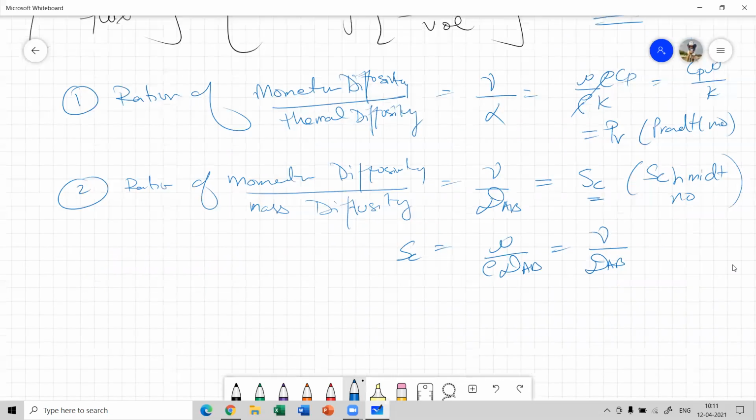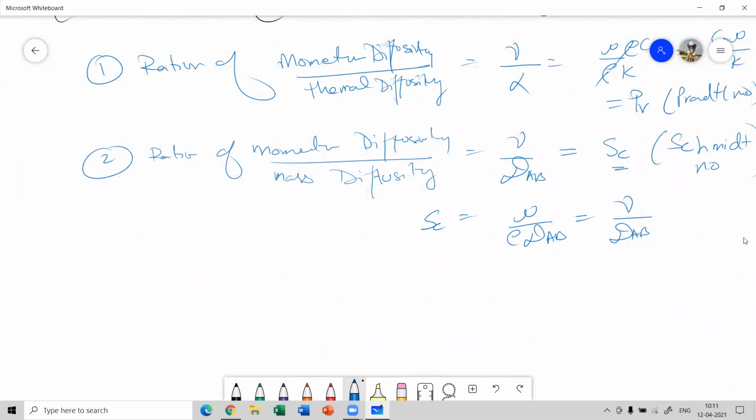Third is, if you take the ratio of thermal to mass diffusivity.